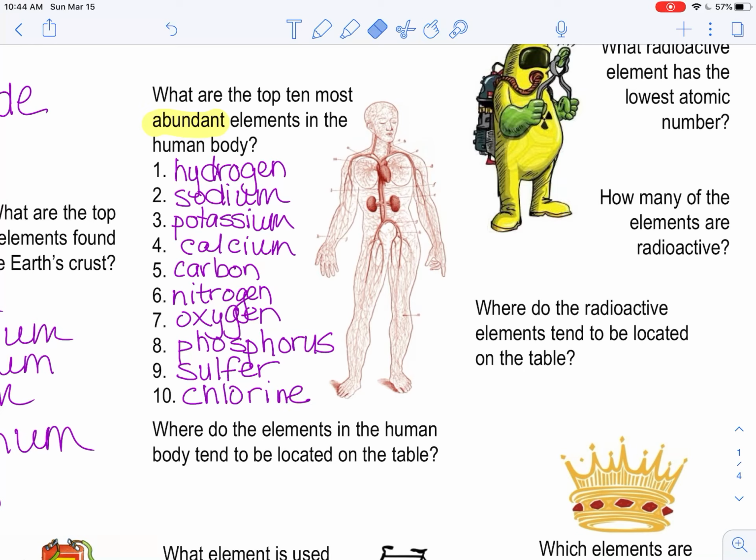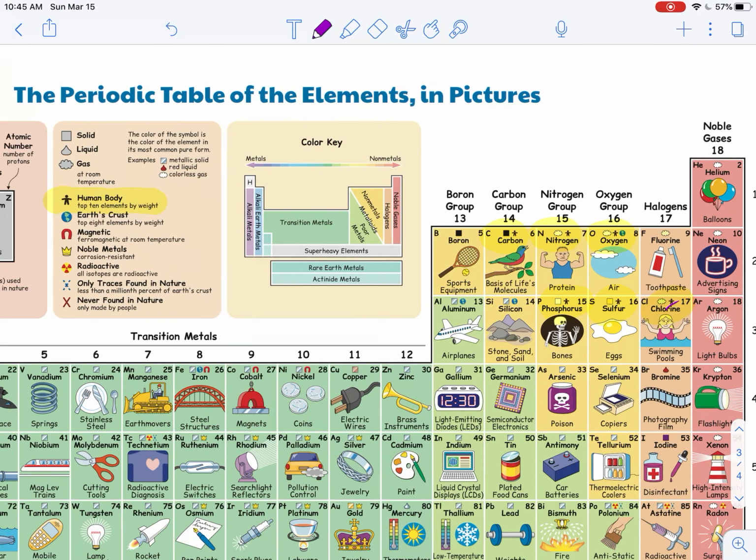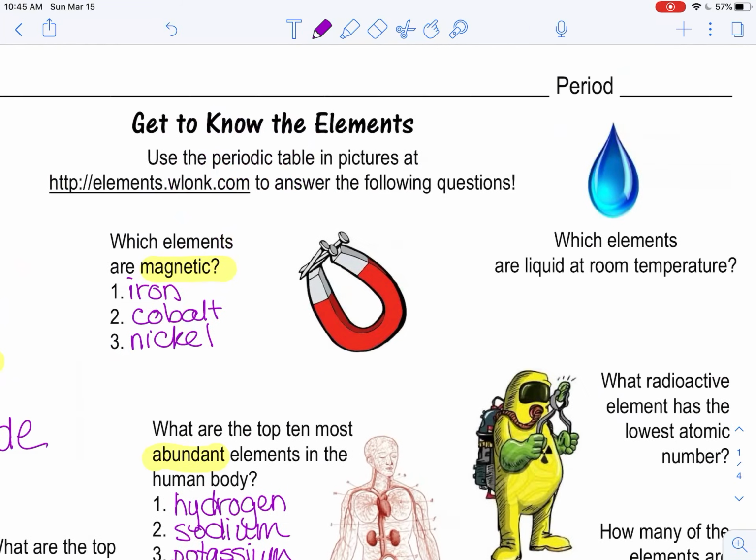I think I spelled sulfur wrong there. Whoops. Phosphorus and sulfur and chlorine. Did I spell it wrong again? Okay, now it's right.